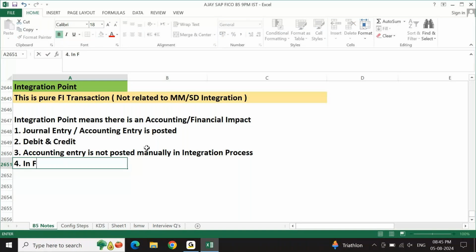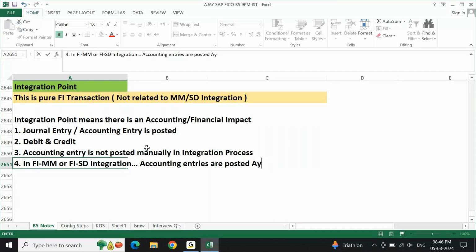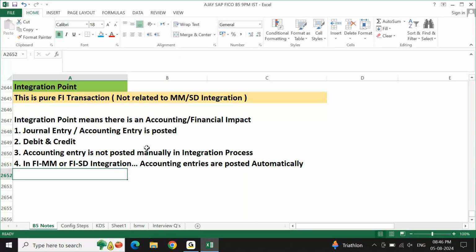In FIMM or FISD integration, accounting entries are posted automatically. In FIMM or in FISD integration, accounting entries are posted automatically. How is the system posting accounting entries automatically? Again, there are certain points which slowly we need to understand.